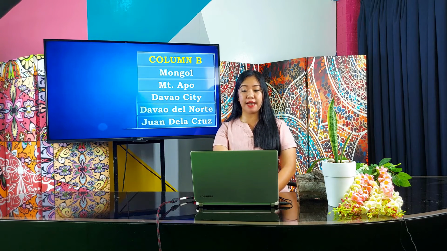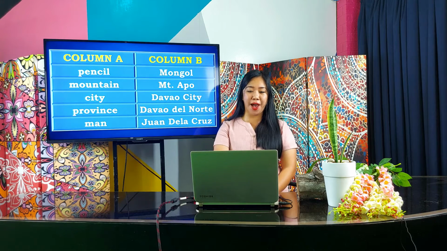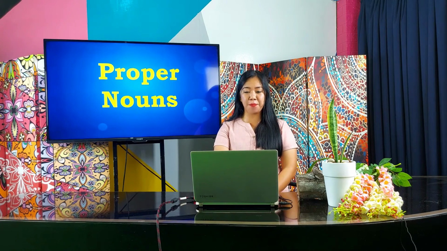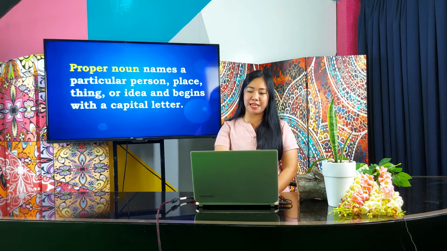Now, let's try to read again the words in column B. Mongol, Mount Apo, Davao City, Davao del Norte, Juan de la Cruz. Now, what can you say about the words in column B? That's right, kids. The words in column B are written in capital letters. They are called proper nouns. A proper noun names a particular person, place, thing, or idea, and begins with a capital letter.